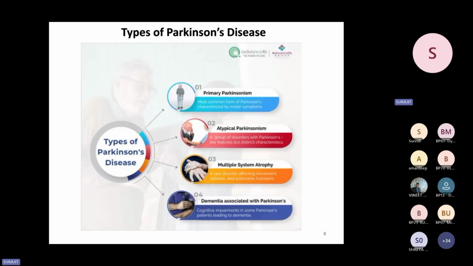Even more than that, depending on the age of onset, Parkinson disease can be classified into three types. One is juvenile Parkinson. Most juvenile Parkinson cases are found before 20 years of age. Another is young onset Parkinson disease, where patients are affected by Parkinson between the age range of 20 years to 50 years. And after 50 years, if a person is affected, we can say it is late onset Parkinson disease.